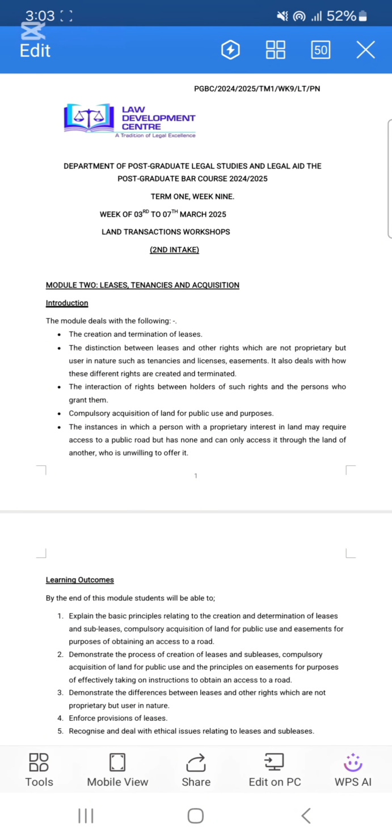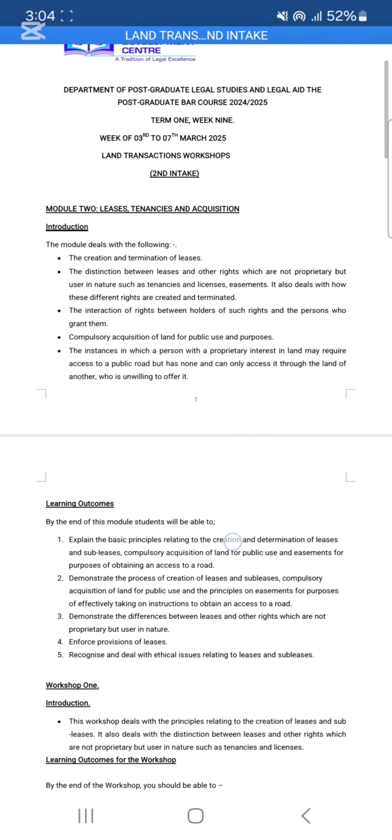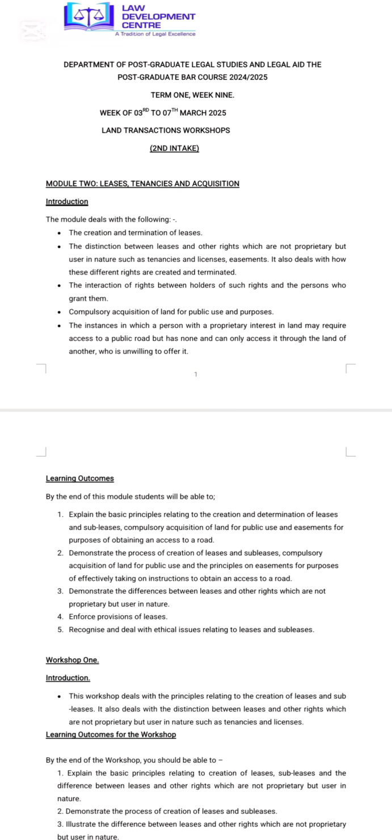So basically this week we're going to be dealing with leases, tenancies, as well as acquisition. This module deals with the creation and termination of leases. We shall look at how leases are created and how they are terminated, because leases are provided for by the RTA. But remember, we have different ways of terminating leases, to include by merger, by operation of the law, by surrender, also by notice, and by effluxion of time. All those are what we call modes or ways in which a lease can be terminated.